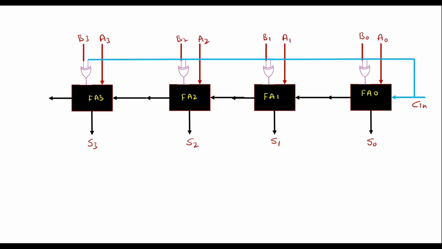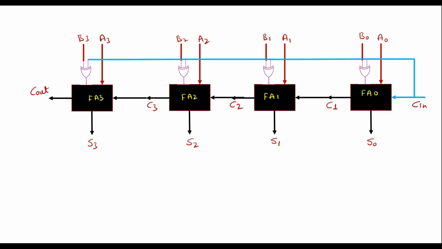So Cin is the first carry input to the first full adder. It produces the carry out. I will call it as C1. So this C1 acts as a carry input for the next full adder. It produces carry out. I will call it as C2. It acts as input for the next full adder, and it produces C3, which acts as input for the next full adder, and finally the final carry I will represent as Cout. So this circuit will act as 4-bit adder or subtractor.